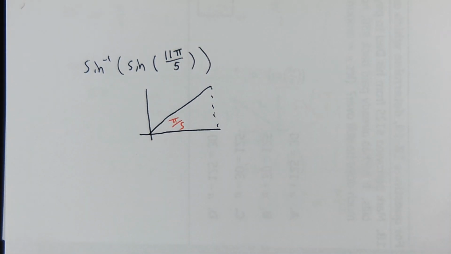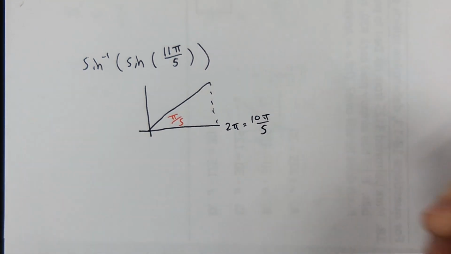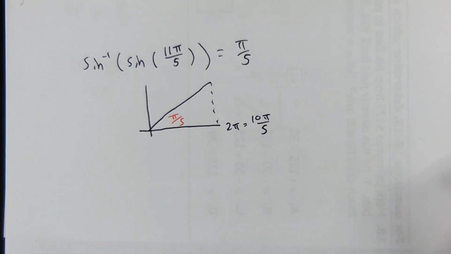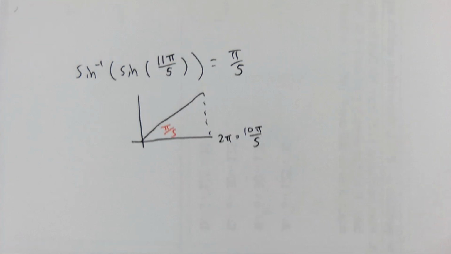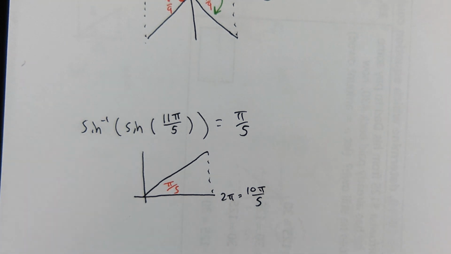Because it's 1 pi over 5 after 10 pi over 5, which would have been 2 pi. Here's 2 pi. So the answer is pi over 5. Because it's coterminal to a place that sine inverse likes. Okay? So you guys are kind of getting the gist of how that's working? It's asking, what's the closest place to home, home being 0, so that I can still get the exact same sine values. That's what it's saying.